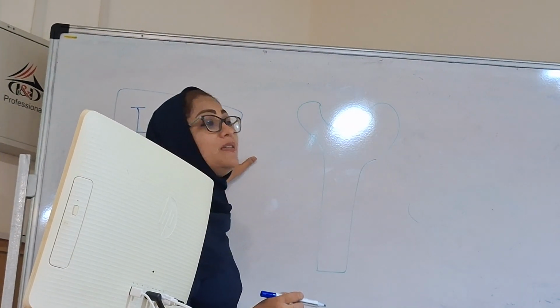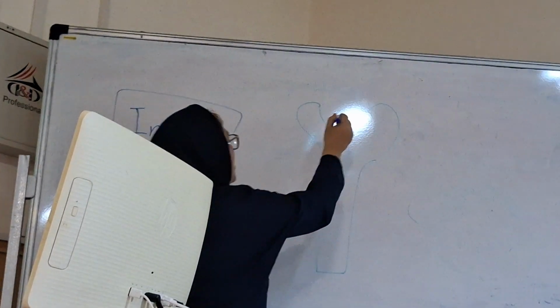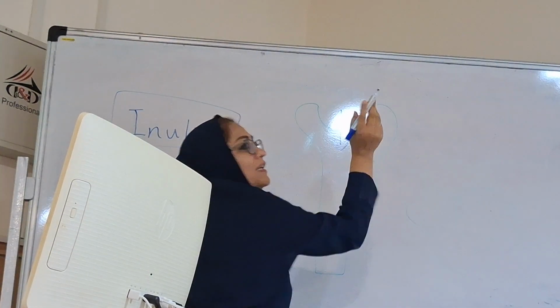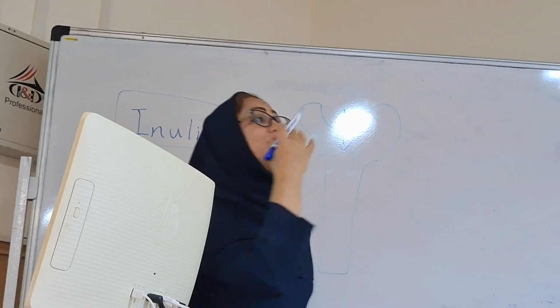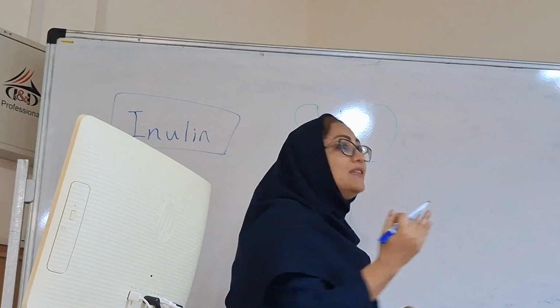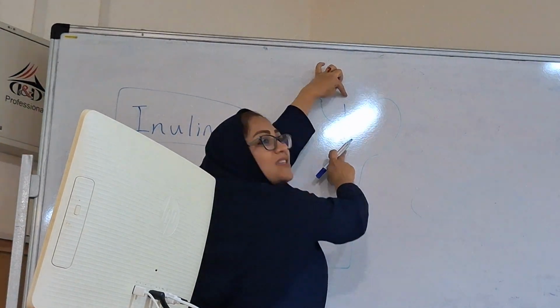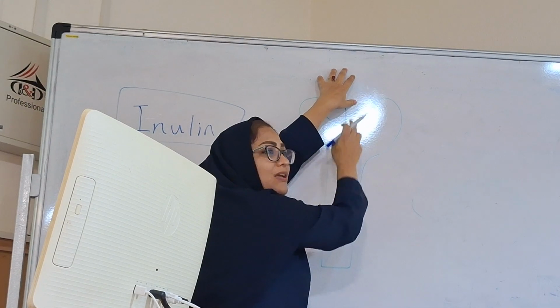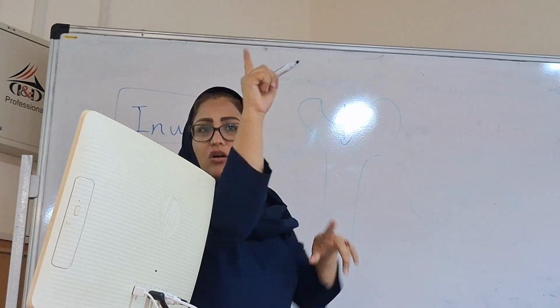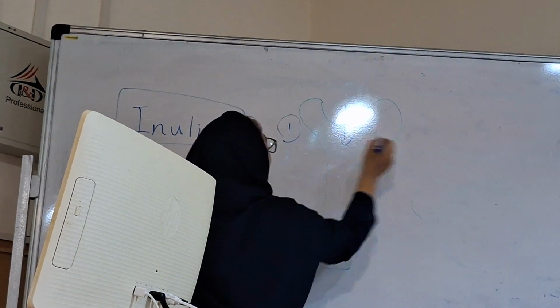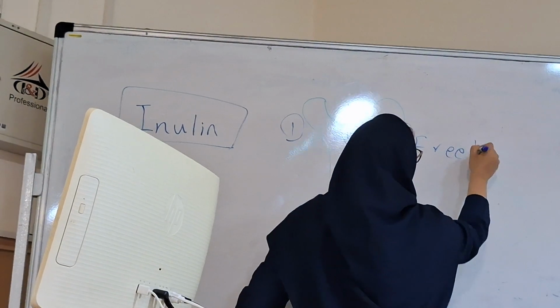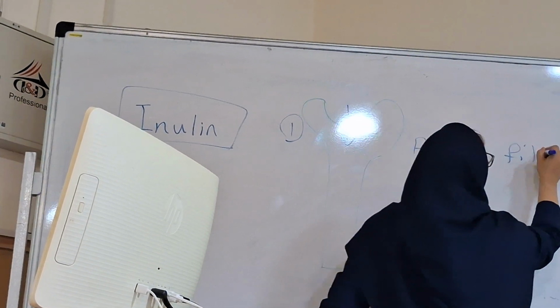What are the properties of inulin? Inulin is freely filtered. What does it mean? When you say something is freely filtered, it's like water: the concentration of that substance is the same in the glomerular capillary and Bowman's capsule. Okay, the first property: the substance must be freely filtered.